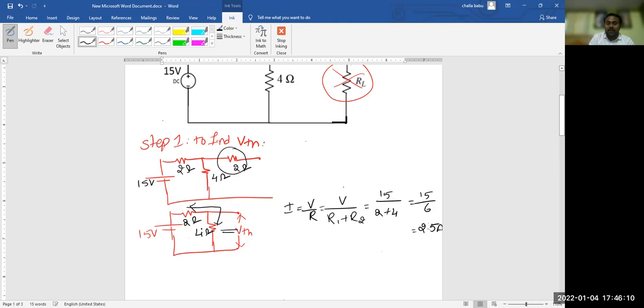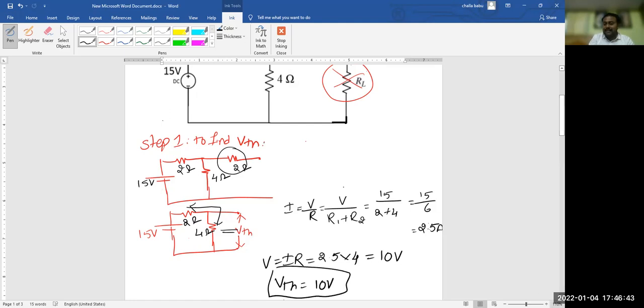But our objective is not to find the current flowing through the 4 ohm. Our objective is to find the voltage across the 4 ohm. As you know from Ohm's law, V equals I into R. The current flowing through the 4 ohm resistance is 2.5 and the resistance is 4. So 2.5 times 4 gives 10 volts. So the value of VTH is 10 volts. In this way, we find the VTH.